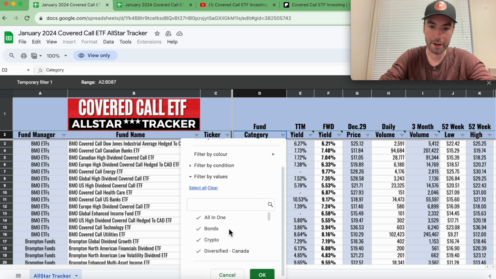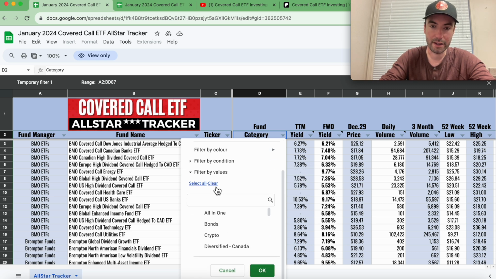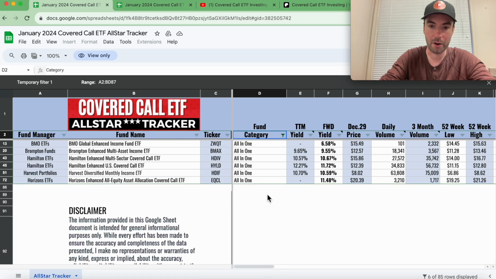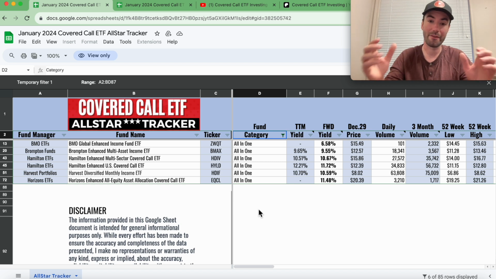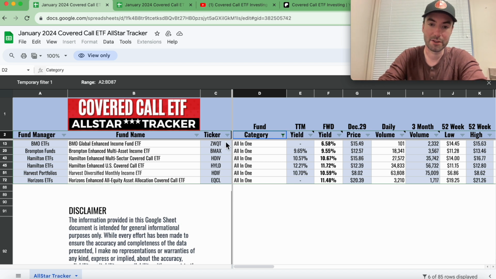So what we're going to want to do is click clear, and we're just going to click on all-in-ones. We'll hit OK, and that'll filter out all the all-in-one funds, ETFs that invest in other ETFs. So for example, if you're not familiar, ZWQT invests in a bunch of BMO funds, like their own funds.